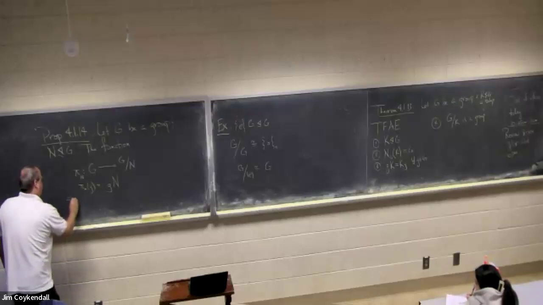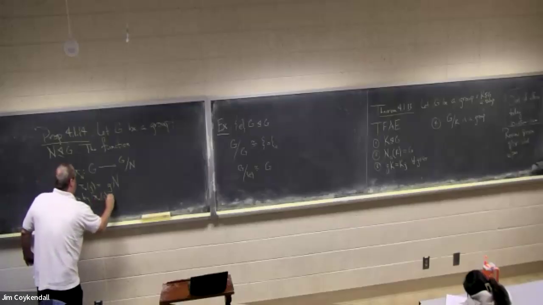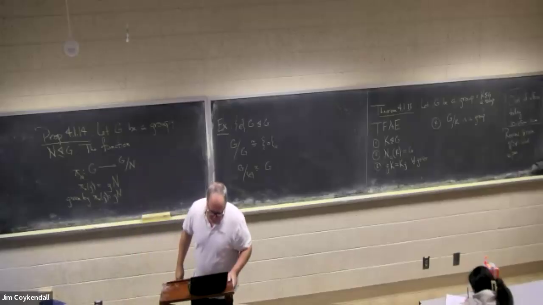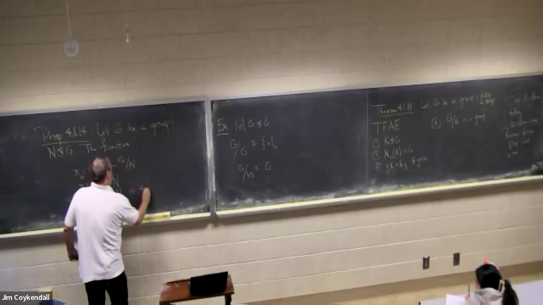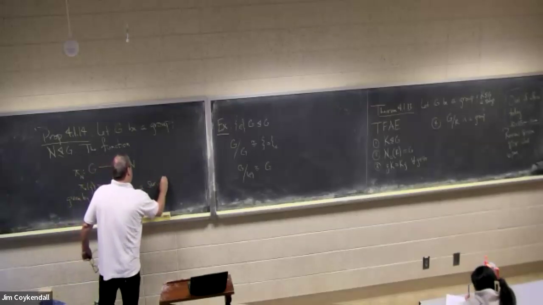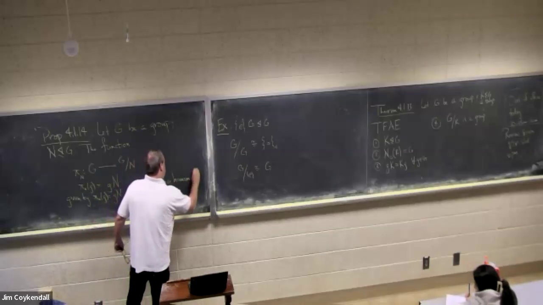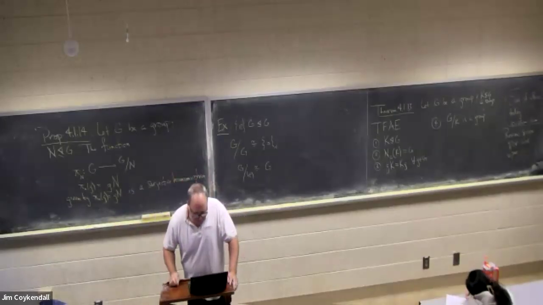Pi of g in G is the left coset gN. This is a surjective homomorphism. And this is sometimes called the canonical projection of G onto G mod N.